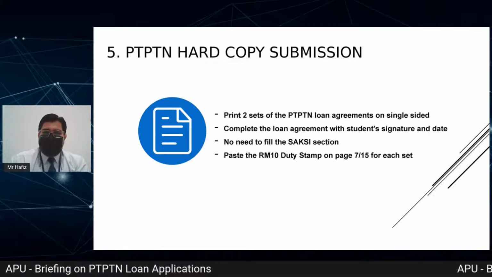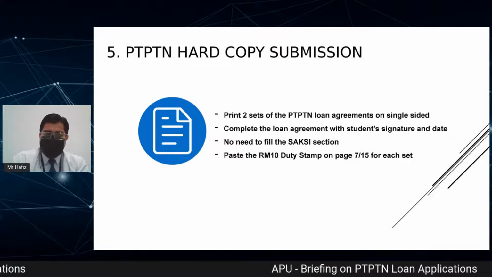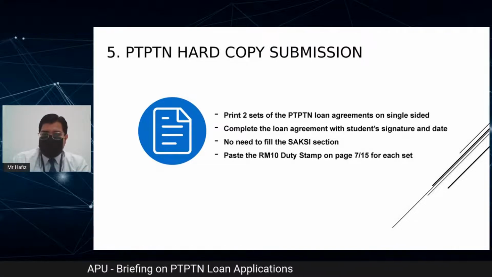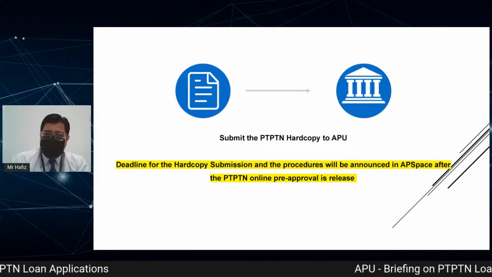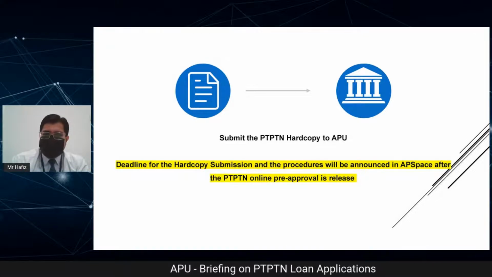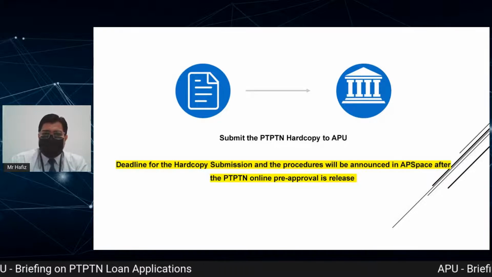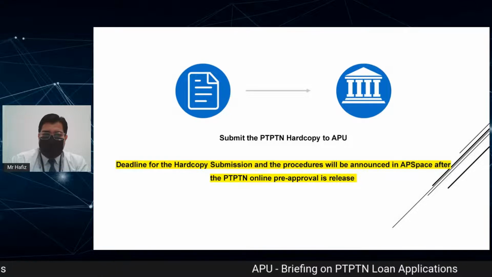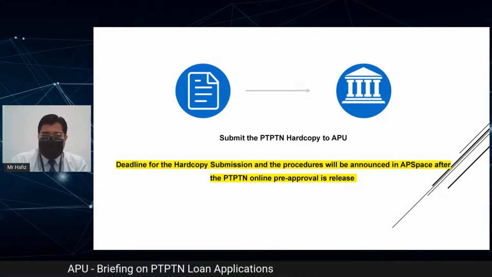And then on page 7, you will need to paste a 10 ringgit duty stamp for each set. So you will need to buy 2 duty stamps, because you will need to submit 2 sets of the loan agreement. So when is the deadline for the hard copy submission? As soon as the pre-approval is released, estimated by 9 of July, we will also post an announcement in the student portal, which is the student app space. We will come up with the deadline of the hard copy submission, as well as the procedure based on the latest PTPTN guideline.